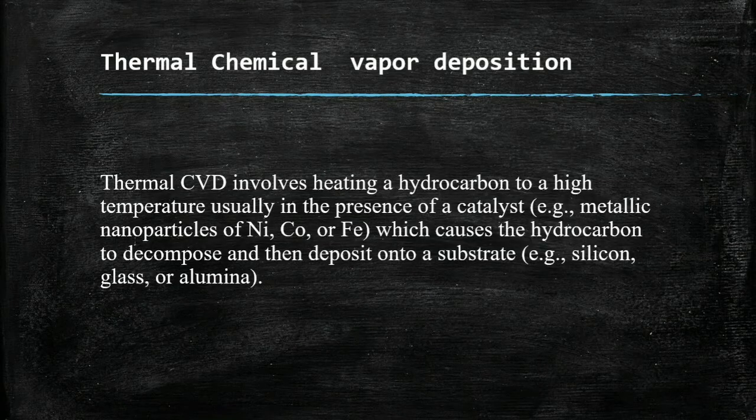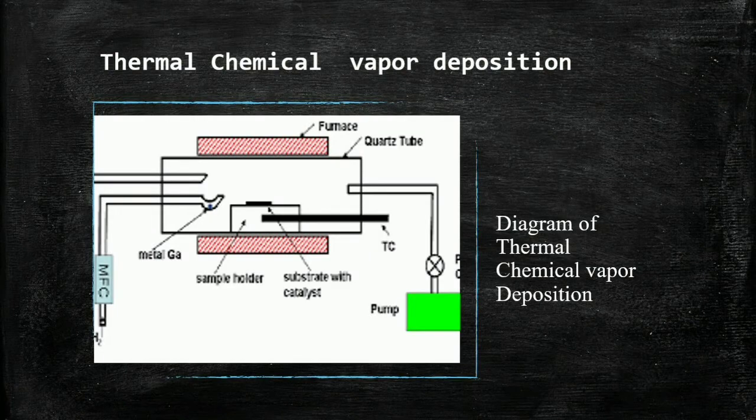Thermal chemical vapor deposition. Thermal CVD involves heating a hydrocarbon to a high temperature, usually in the presence of a catalyst, for example, metallic nanoparticles of nickel, cobalt or iron, which causes the hydrocarbon to decompose and then deposit onto a substrate. This diagram represents the thermal chemical vapor deposition process.